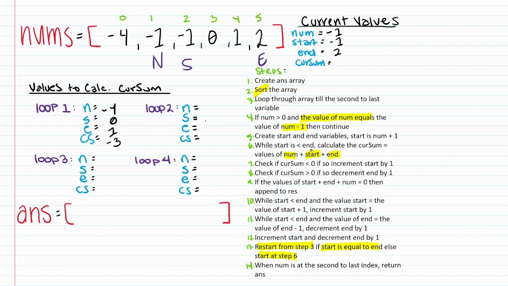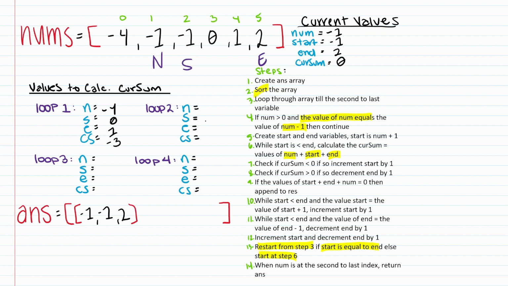While start is less than end, calculate the current sum: num plus start plus n equals 0. If the current sum is less than 0, increment start by 1. If the current sum is greater than 0, decrement n by 1. If the values of start plus n plus num equal 0, then append to res. They do, so we're going to append this set to res.